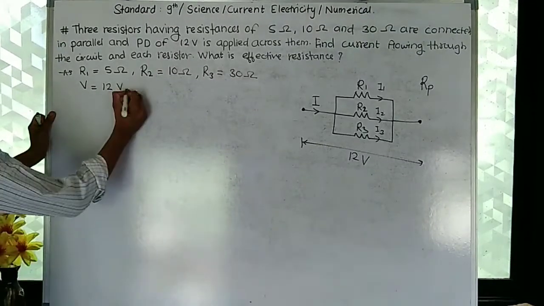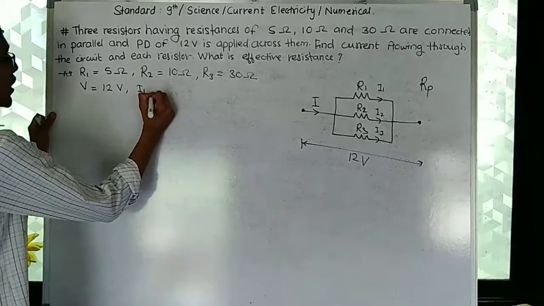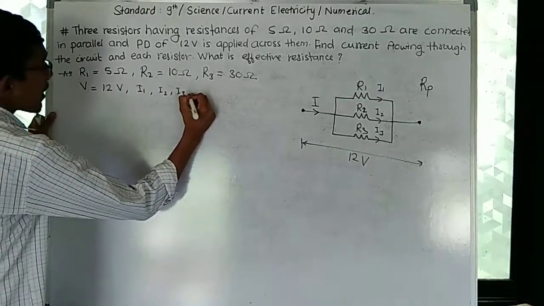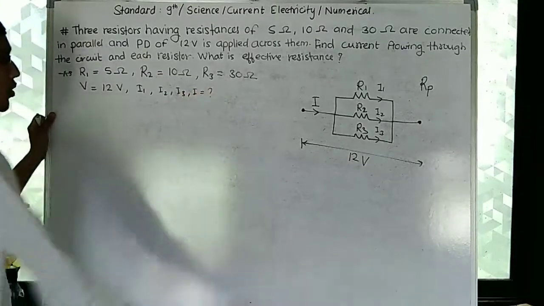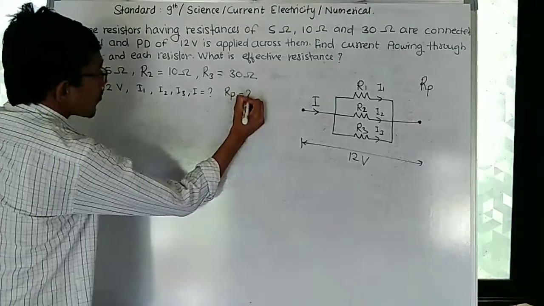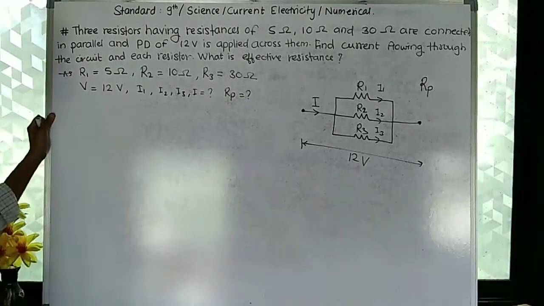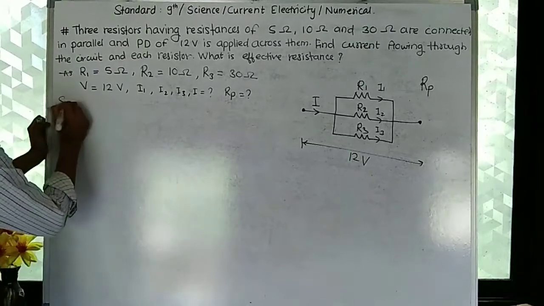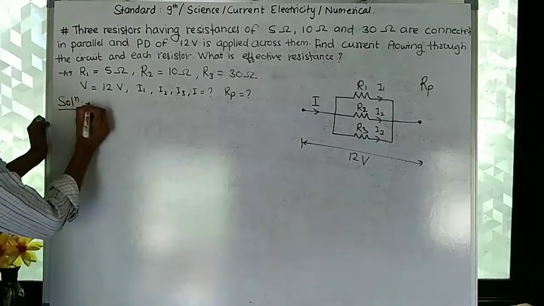What we have to find? We have to find the value of I1, I2, I3 and I, equal to question mark, and we have to find the value of Rp, the effective resistance. So how we will find this? Let us go to the solution now.